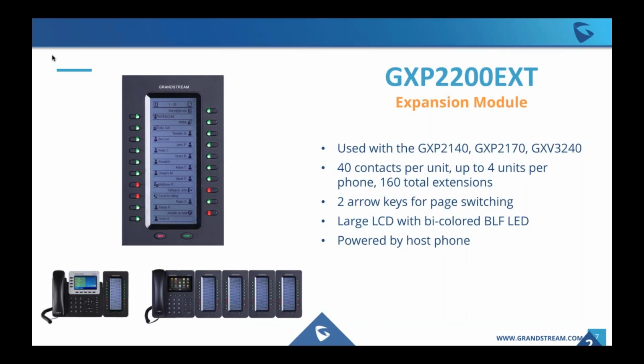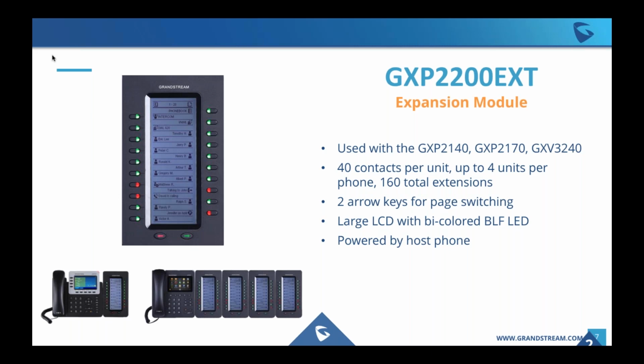And to wrap up the desktop IP phone section, the GXP 2200 extension module, which is available from Microcom. This is our LCD extension module. This device will work with our GXP 2140, the GXP 2170, and our GXV 3240, which is a video phone. I'll show you in just a second. Each one of those devices or phones will work with up to 4 of these extension modules, as you see in the picture down there at the bottom. Each module gives you 40 contacts.